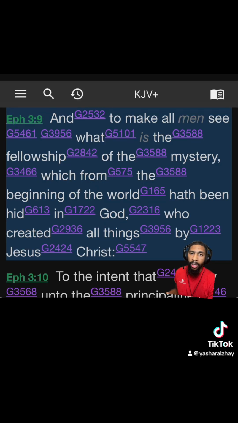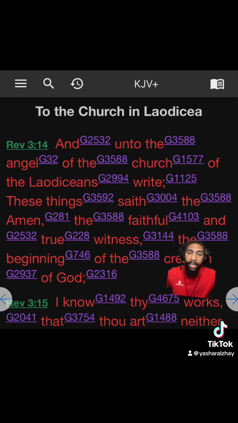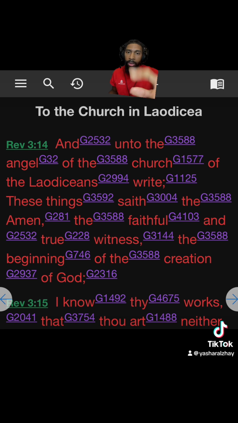Ephesians 3:9. And to make all men see what is the fellowship of the mystery which from the beginning of the world hath been hid in Elohim, who created all things by Yahushua Mashiach. And if that's not enough, he says it himself. Revelation 3:14. And unto the angel of the church of the Laodiceans write, these things saith Amen, the faithful and true witness, the beginning of the creation of Elohim, or God.